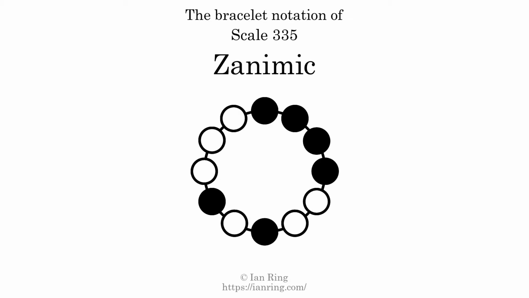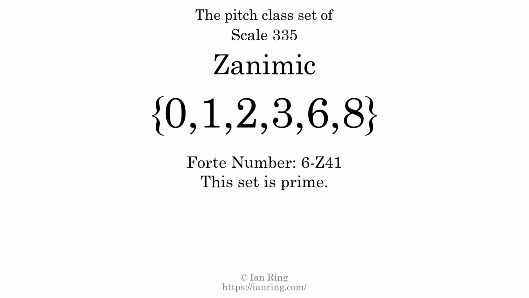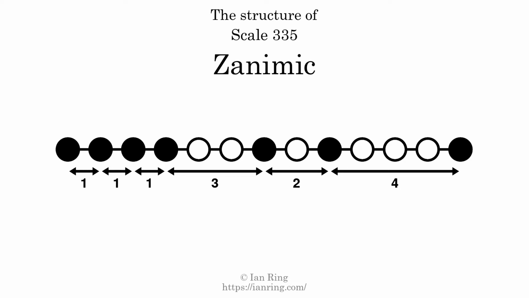This is a bracelet notation diagram of scale 335. The shaded circles represent tones that appear in the scale, and they are read clockwise, starting at the top. The pitch class set for this scale is 0, 1, 2, 3, 6, 8. The fault class is 6Z41. This set is prime. The structure of a scale is a description of the interval distance between each successive tone. This scale has a structure of 1 1 1 3 2 4.